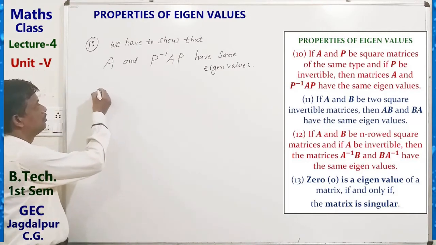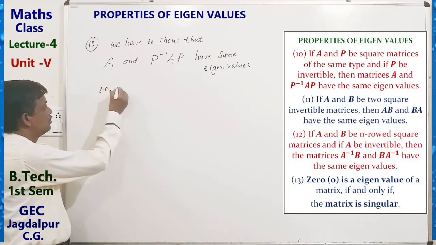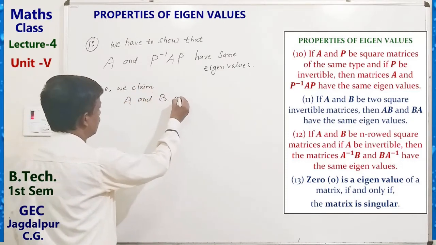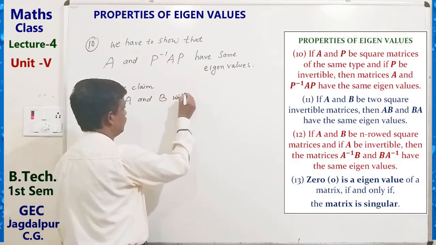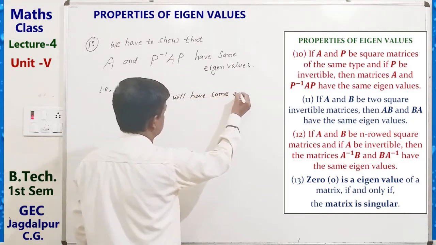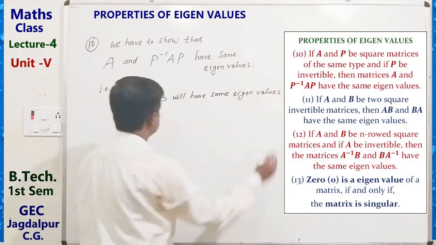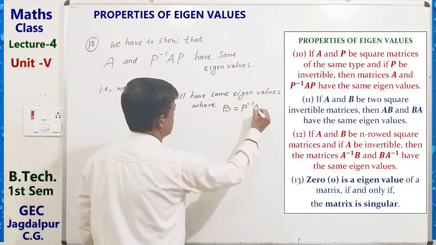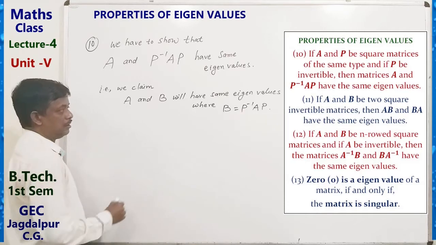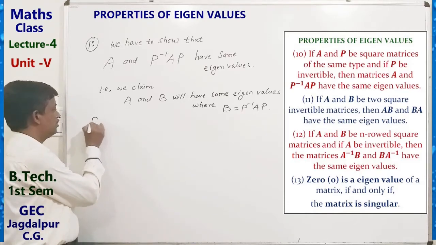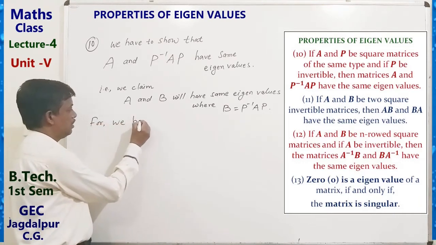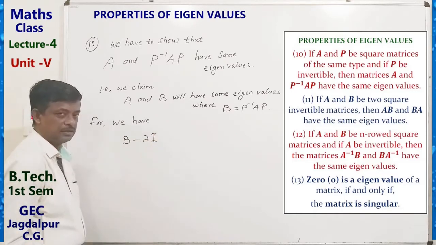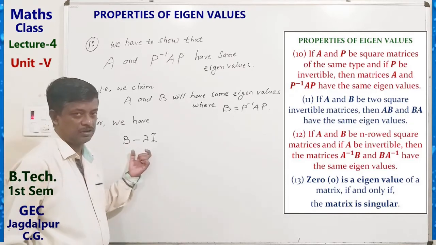So, we claim A and B will have same eigenvalues, where B equals P inverse A P. We have B minus lambda I, because we want to see the characteristic polynomial of A and B.